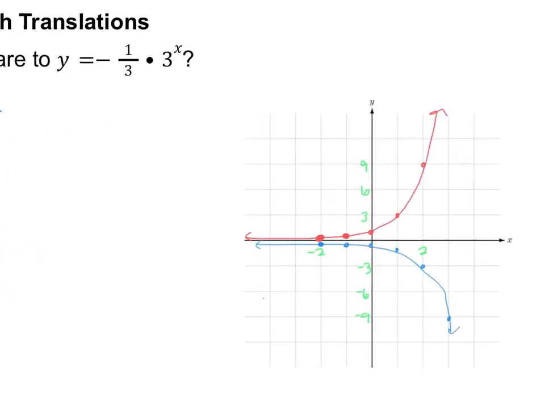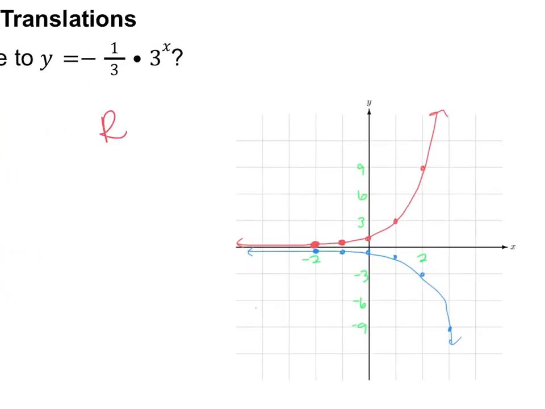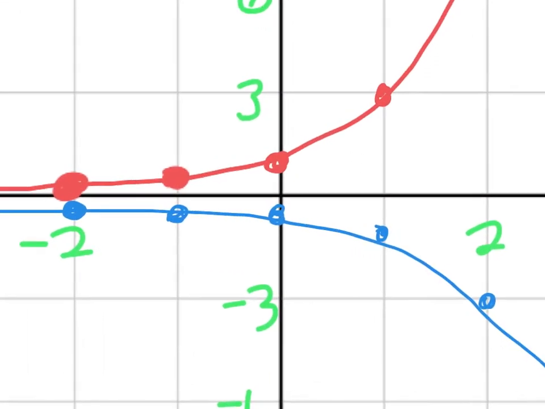How does it compare? Well, first of all, it's a reflection, right? It's flipped upside down. Now that's the easy part. The harder part is to tell if it's shrunk or stretched. And it actually is shrunk.